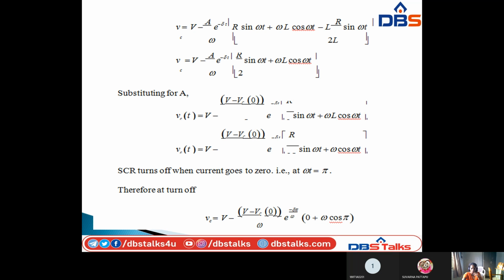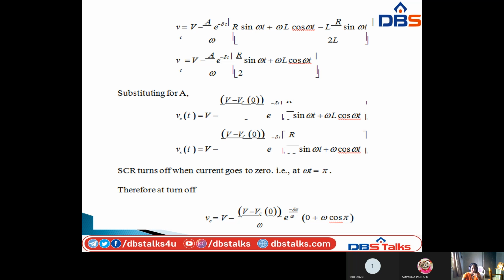So Vc equal to V minus A by omega e power delta t into R sin omega t plus omega L cos omega t minus L into R by 2L sin omega t. So Vc equal to V minus A by omega e power delta t, R by 2 sin omega t plus omega L cos omega t.